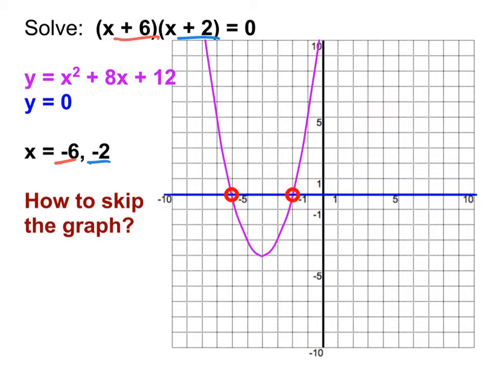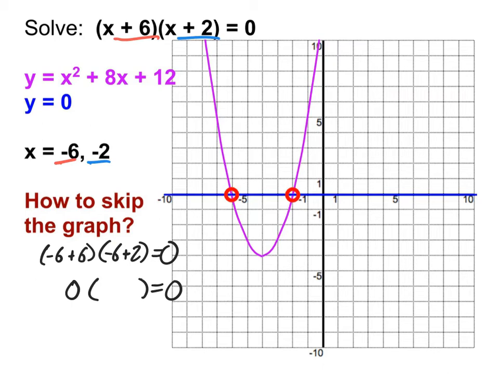Well, it's all about making this whole equation equal 0, right? Notice what happens if I take like the negative 6 and plug it back in, like I was going to check my answer here. If I plug that back in, I'd be doing negative 6 plus 6 times negative 6 plus 2 equals 0. Well, what is negative 6 plus 6? 0. So I'm going to be doing 0 times something. Will that equal 0?